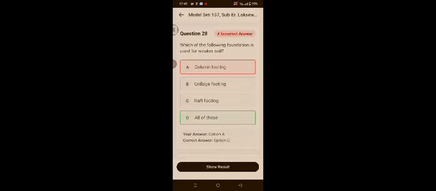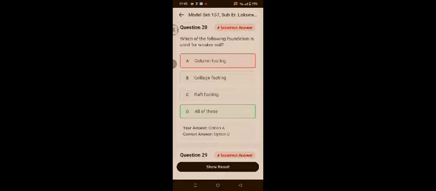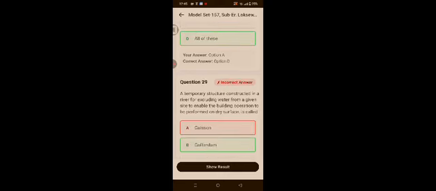Which of the following is the foundation used for weaker soil? In weaker soil, column footing, grillage footing and raft footing, all three can be used.